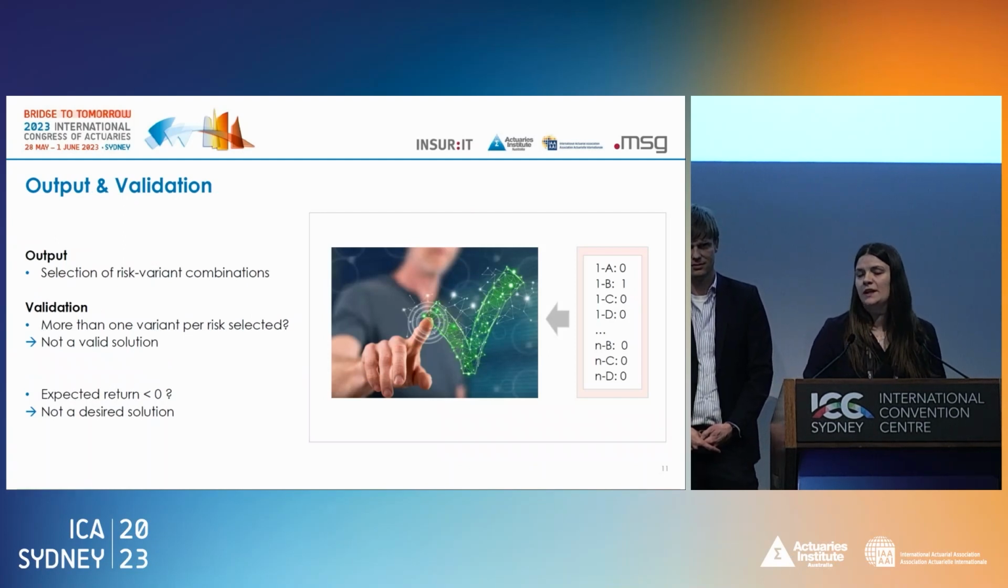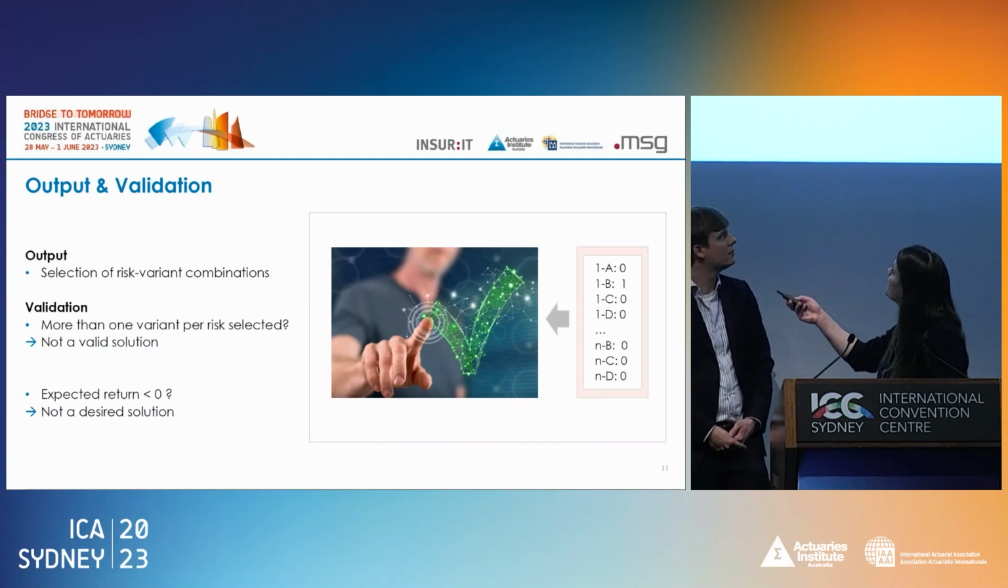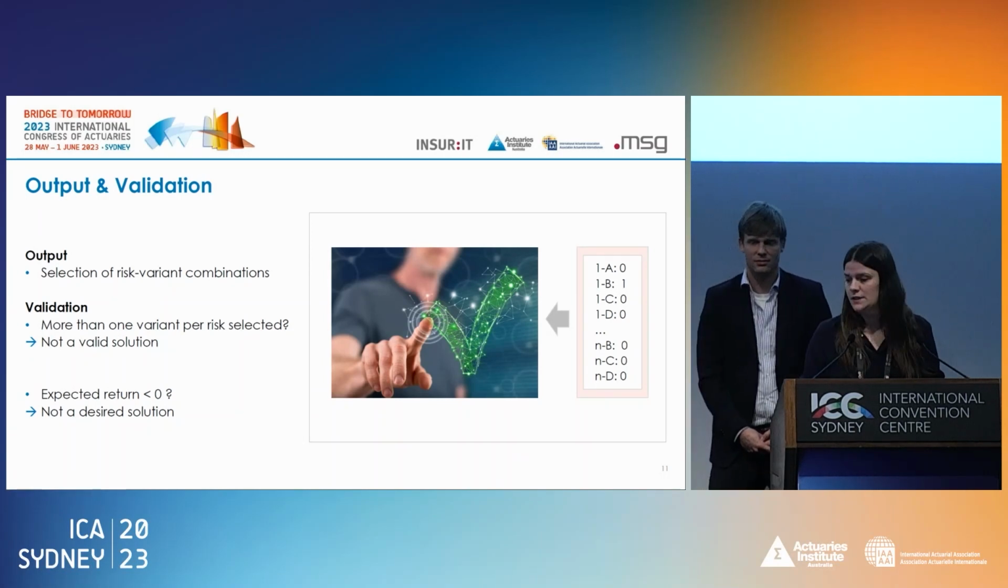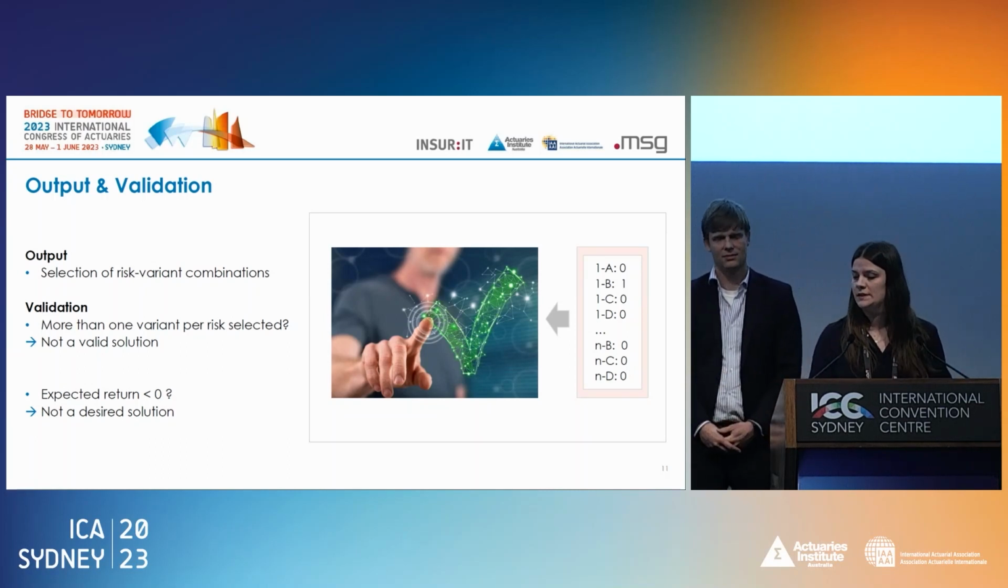As an output, we get, like we see here, a selection of risk variant combinations. So we see it here on the side. That's how it looks. And in this example, we see 1B was selected, indicated by the 1 next to the 1B. That means risk 1 in variant B is selected.